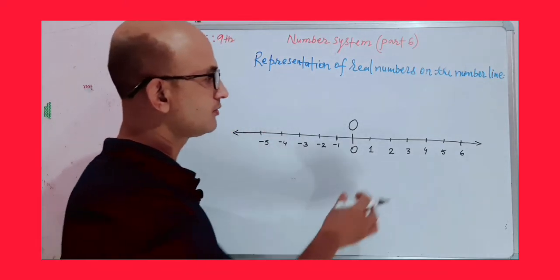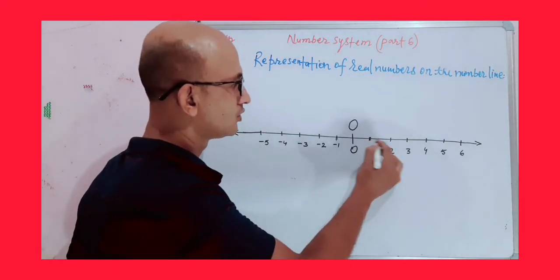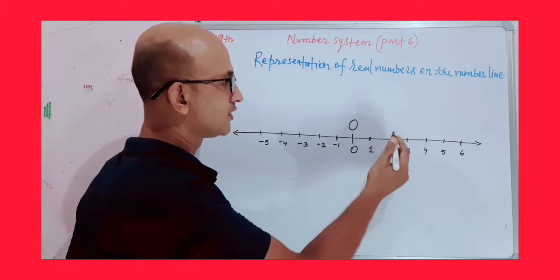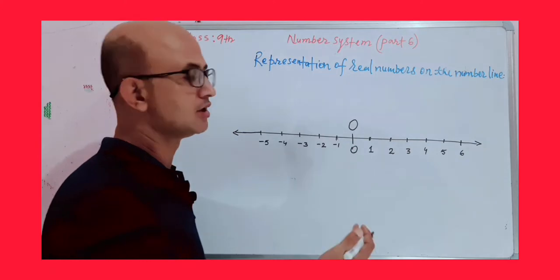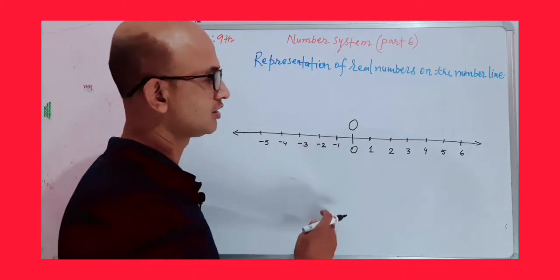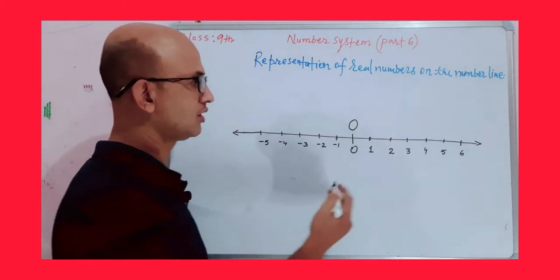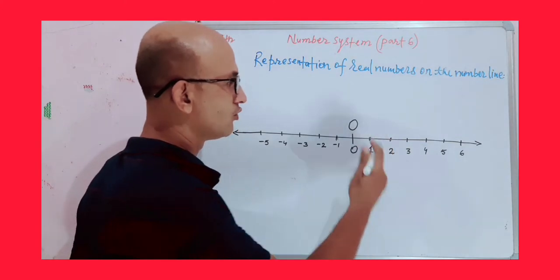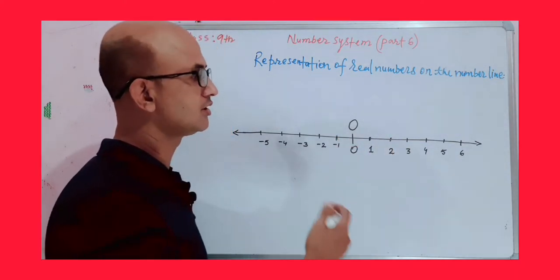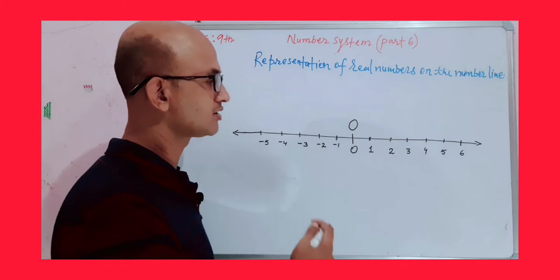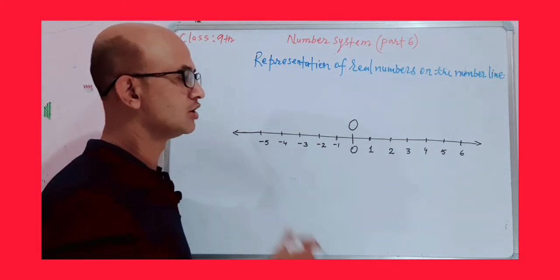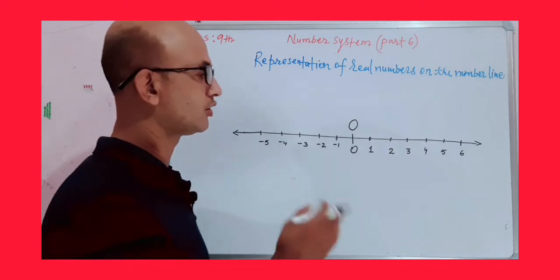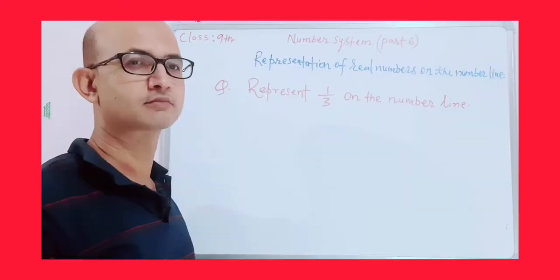Now, in between any two points, there are infinite number of points, and every point represents a rational number, a real number. Therefore, in between 2 points, we can represent infinite number of rational numbers. Let us see how we represent more rational numbers on the number line.